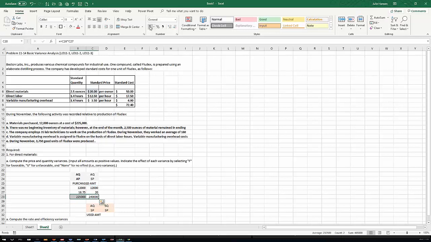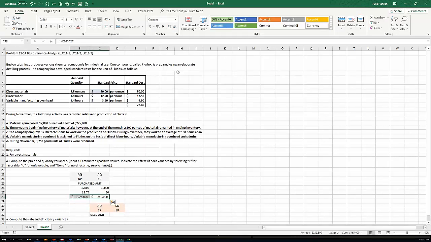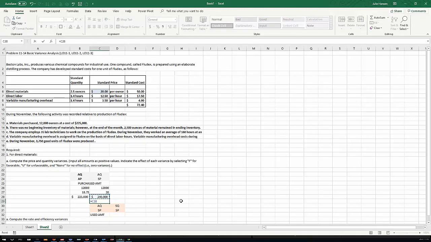These are dollars, so let's go ahead and put those in dollars. So I should have paid $240,000. I actually paid $225,000. Did I do good? I think I did good.